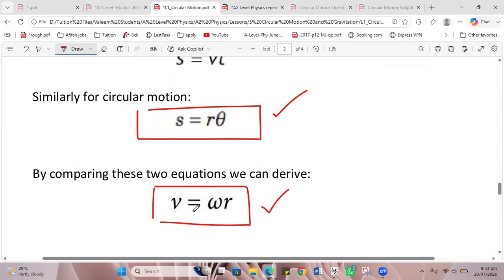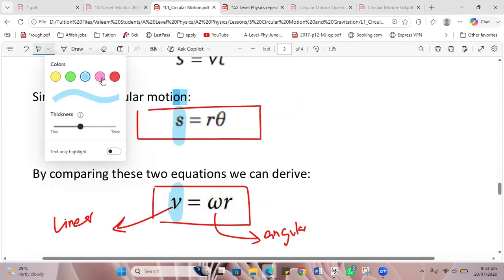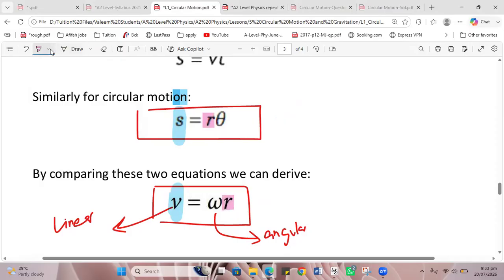Similarly, you have another relationship. v is equal to omega r. What is v? v is linear velocity. What is omega? Omega is angular velocity. If you notice, both of these relationships are very similar. On the left side, you have linear displacement, s, and linear velocity, v. On the right side, you have r, and angular displacement, angular velocity.